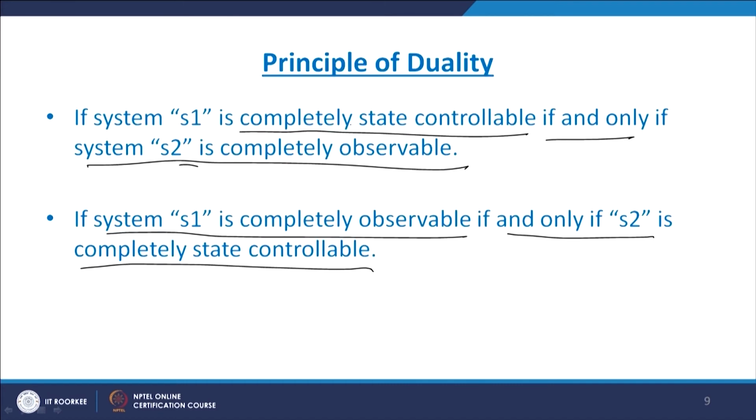S1 is the one system, as we have written here, S1. For S1 we have to take one model. Suppose this model is represented by x dot equal to Ax plus Bu and y equal to Cx. This is system S1.